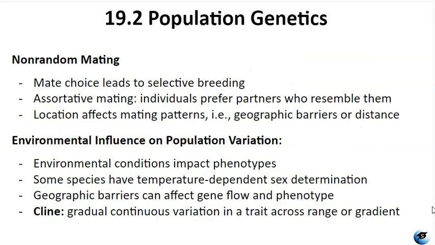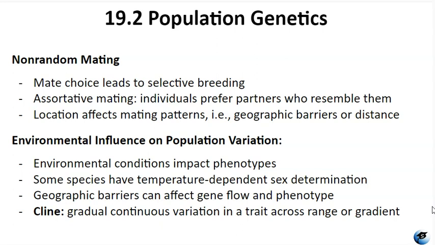Non-random mating also plays a role in population genetics. So mate choice, such as female peahens preferring peacocks with larger, more vibrant tails, can lead to selective breeding. Assortative mating, where individuals prefer to mate with partners who resemble them phenotypically, is another form of non-random mating. Physical location can also influence mating patterns, particularly in large populations scattered across vast areas where individuals may have limited access to each other due to geographic barriers or distance.